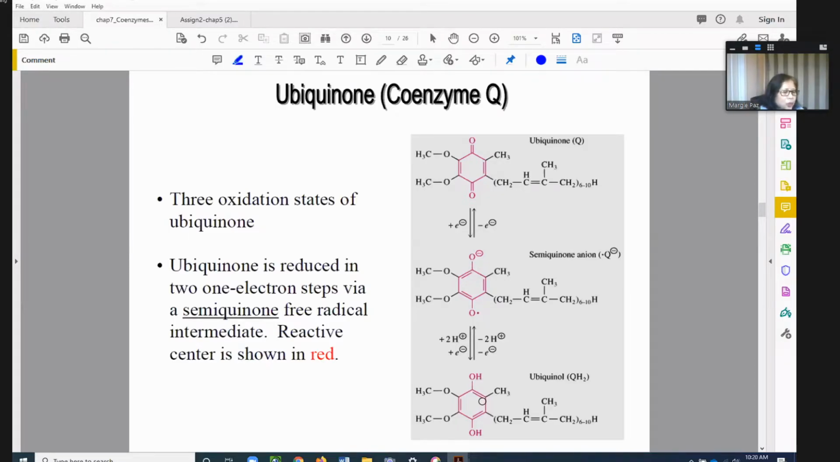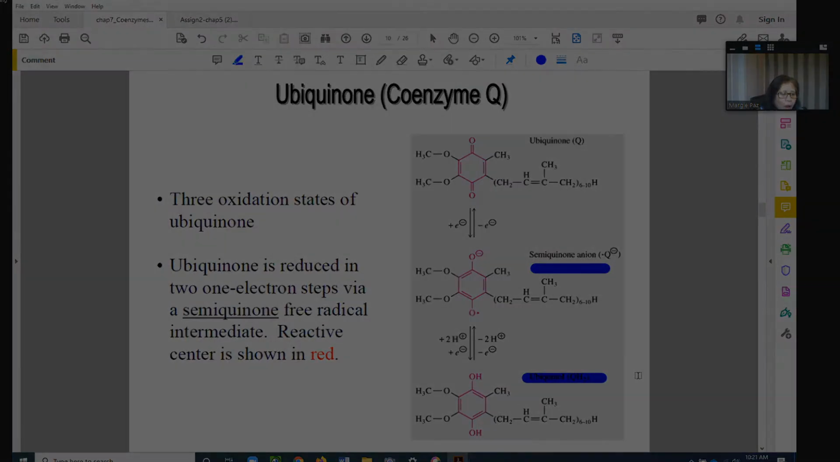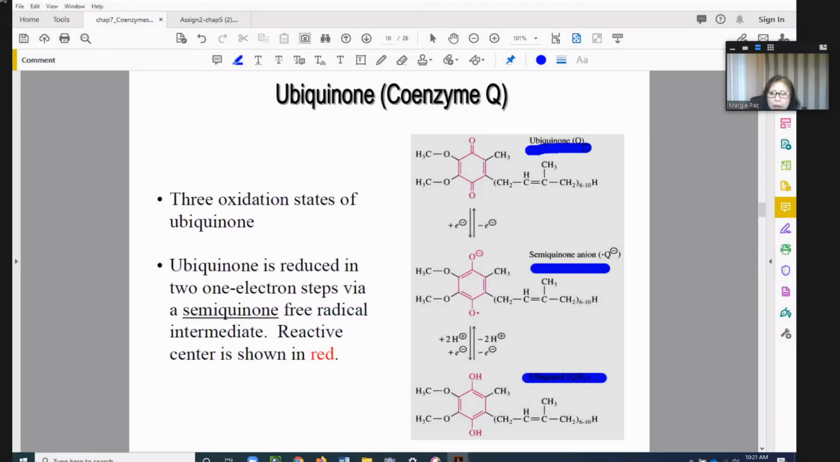Ubiquinone is a strong oxidizing agent. It can exist in 3 oxidation states. The fully reduced state is ubiquinol. The partially reduced state is the semiquinone free radical. And the oxidized state, the fully oxidized state, is ubiquinone. So we can see here the 3 oxidation states of ubiquinone.